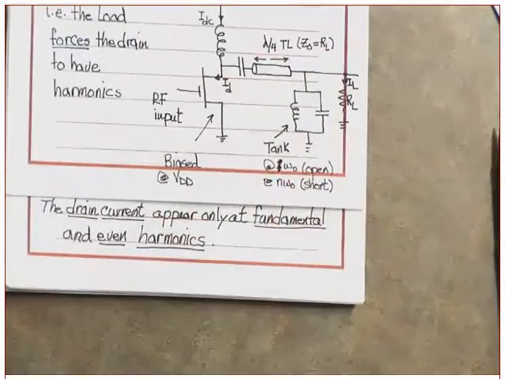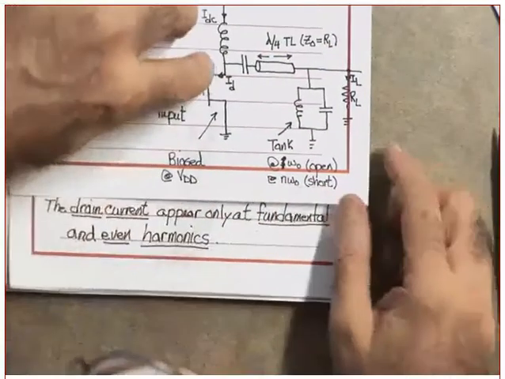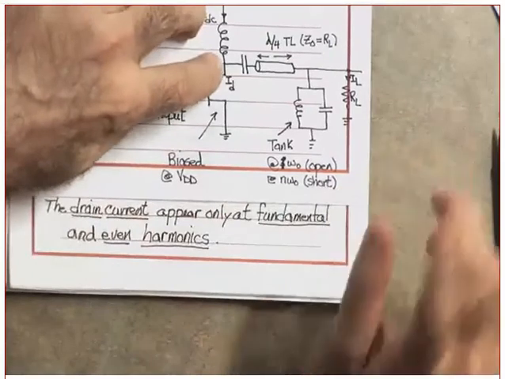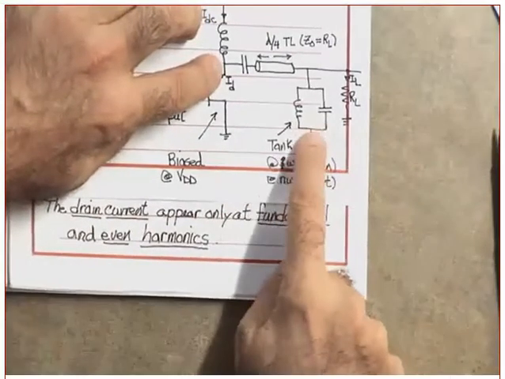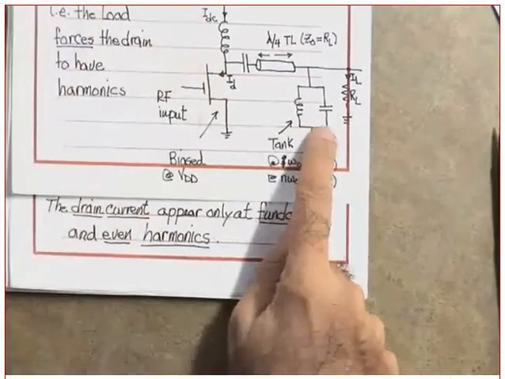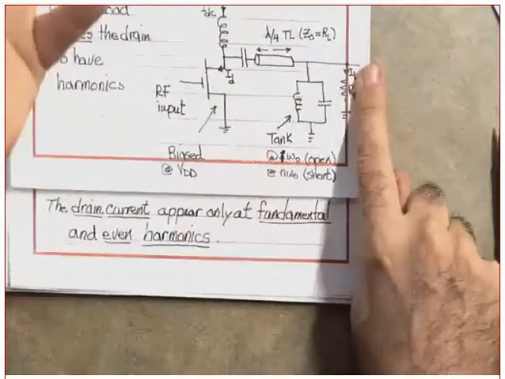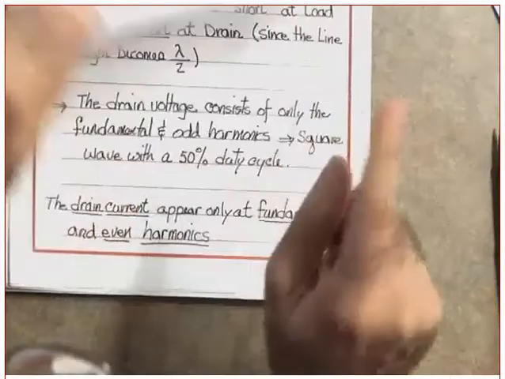Yes, it blocks the DC, but to the AC, it's behaving as a short circuit. Agree? So, do we agree the fundamental is here? Third, odd harmonics. What is this behaving as? Odd harmonics. Short, with RL in parallel. Short. Quarter of a wavelength.